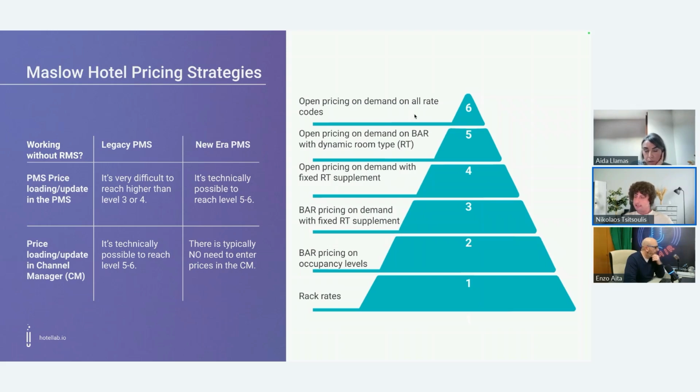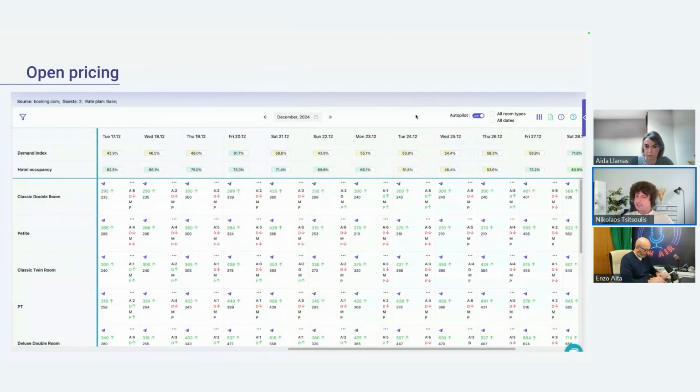So we would typically say that you can reach up to level 3 without any revenue management system. But if you want to go more advanced, and especially to level 5 or 6, technically not possible to do it without automation and tools, because things get very complicated very fast. And this is how a scenario of open pricing would look.